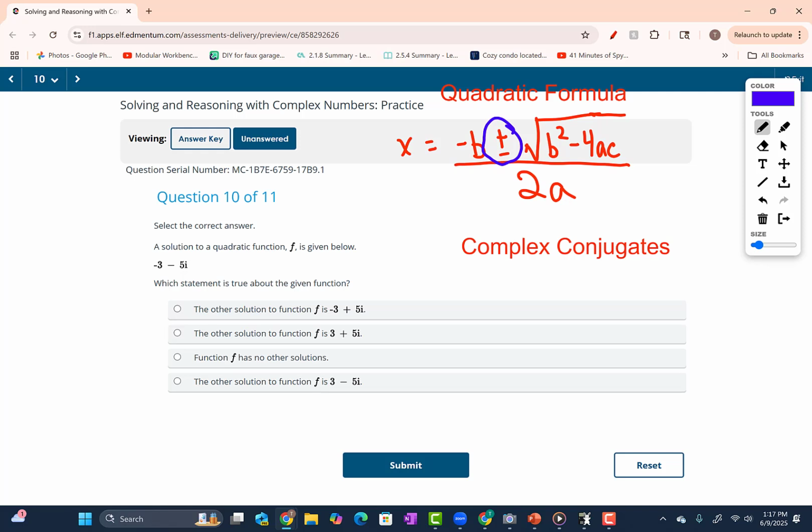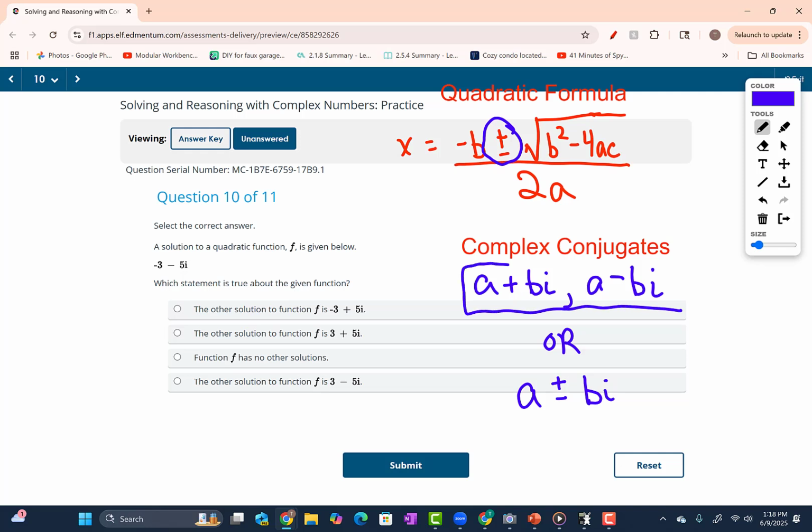Now, when you have complex numbers involved in your answer, it means you're going to have unlike terms that cannot be combined. So if you have a complex number in your answers, they will always be conjugates of one another. In other words, they'll be of this format: a plus bi and a minus bi. Another way to write that, of course, would be a plus or minus bi. In this case, they're using the former to write this answer.